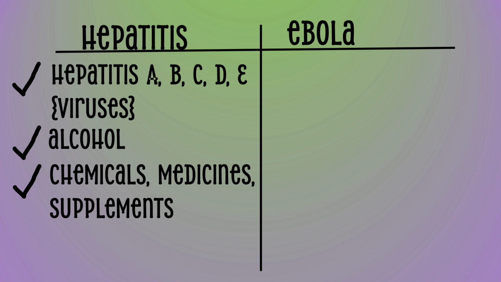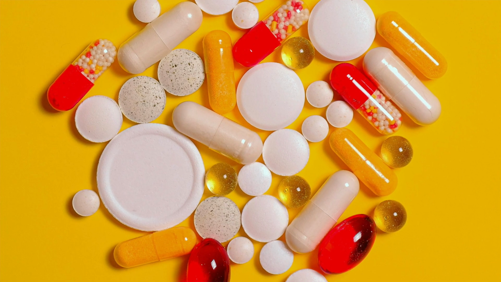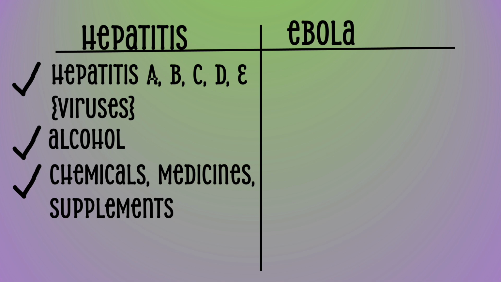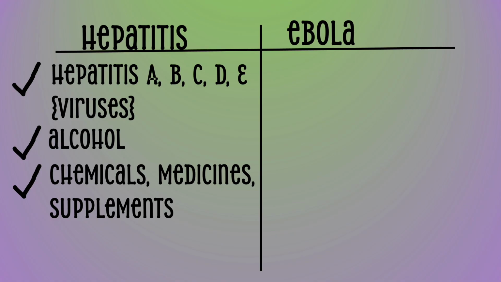Cause number 3 is exposure to chemicals, medicines, poisons, and even supplements. So related to point number 2, the liver is where a lot of chemicals are broken down. So you can imagine when you have chemicals in your system or medicines or poisons or even some of these supplements, that can stress the liver, leading to inflammation and disease.